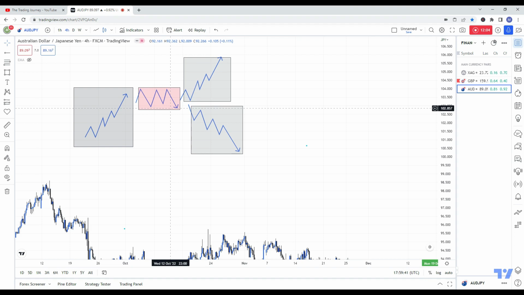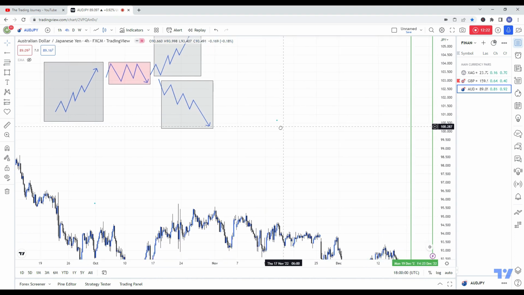There is traders out there that do trade consolidated market. However, I do not advise it because it just doesn't make sense to me. Because if you sell here, the market might buy, and if you buy here, the market might sell. So why would I risk it?